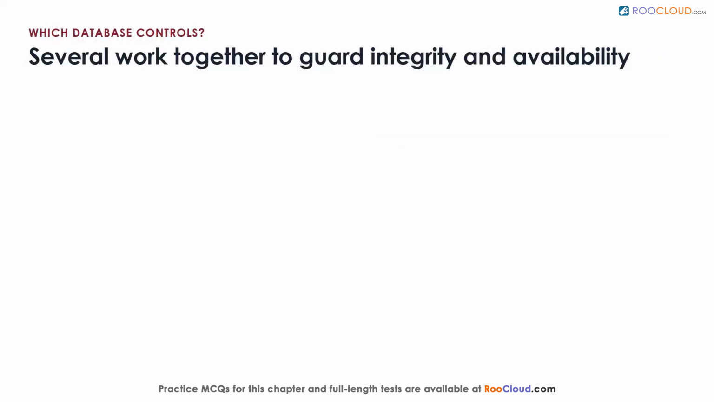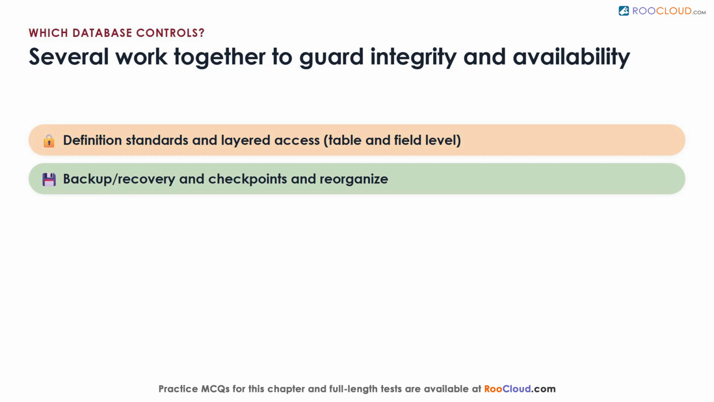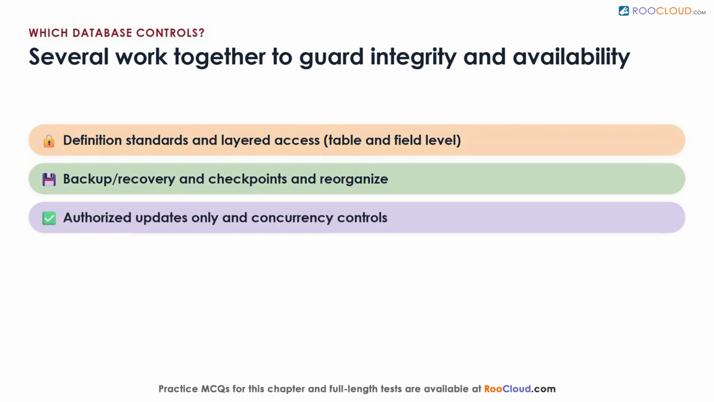What controls keep a database safe? Several work together to guard integrity and availability. Enforce definition standards. Backup and rehearse recovery so the database stays available. Set access controls, including privileged access down to the table and field. Restrict updates to authorized people only.